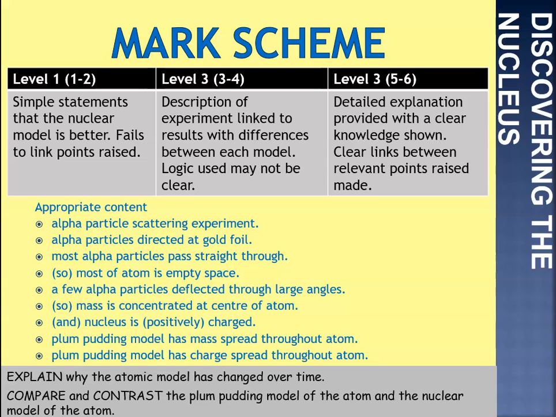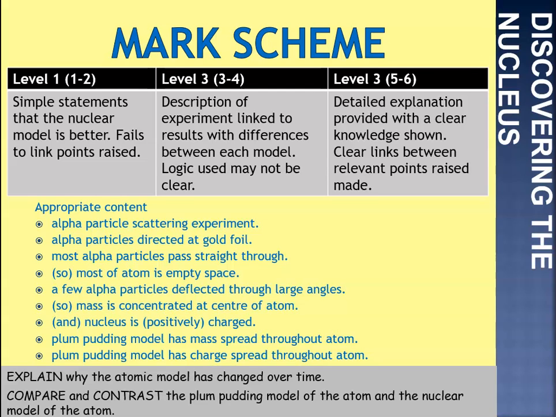Number 1, there was an alpha particle scattering experiment where alpha particles were fired at gold foil. The results of this experiment were A, most of the alpha particles passed straight through, which means most of the atom is empty space. B, a few particles deflected through large angles, which means the mass is concentrated at the centre of the atom and is positively charged.